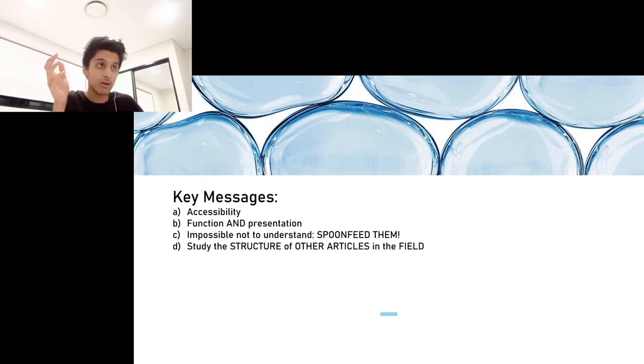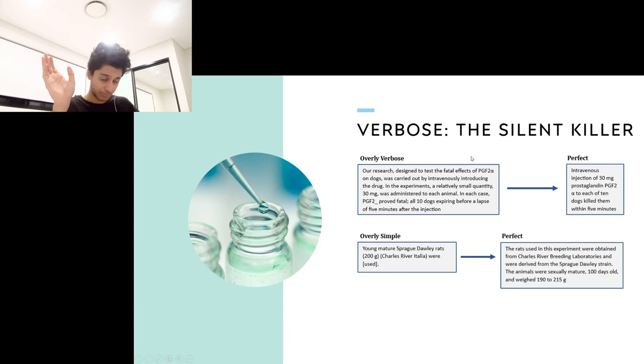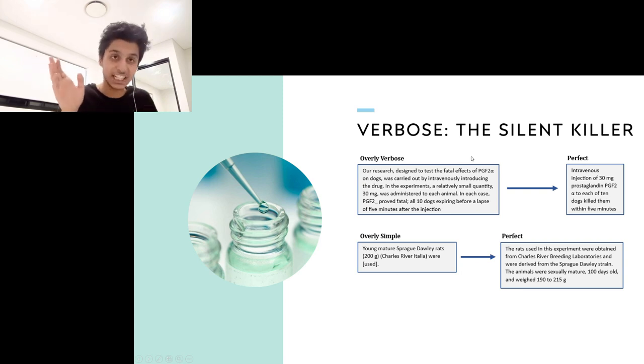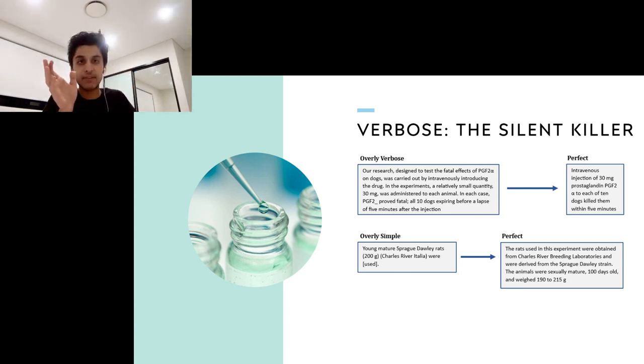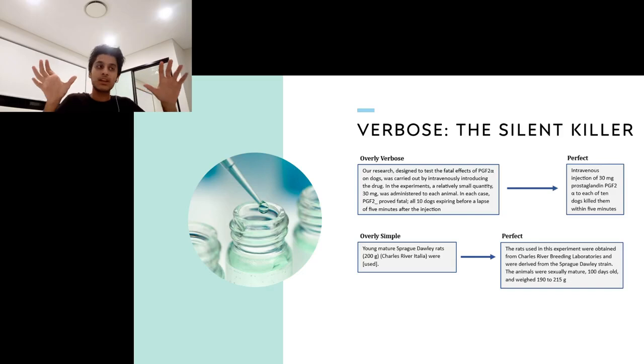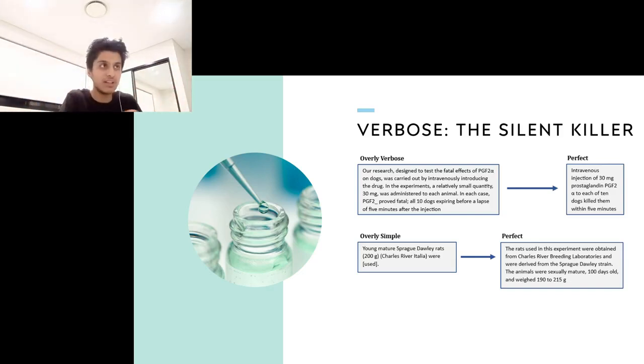Now let's look at verbosity. Verbosity is a silent killer. You may think it makes you sound smart, but in reality it doesn't. Basically, being overly verbose means that you're using too many words. So let's look at this example. Our research designed to test the fatal effects of PGF2 alpha on dogs was carried out by intravenously introducing the drug in the experiments, a relatively small quantity.